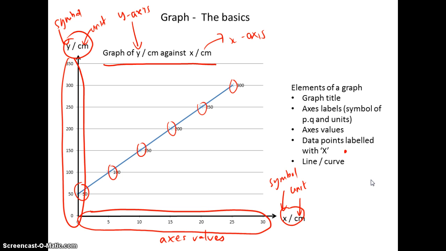Lastly, a line or a curve is drawn. If you realize that this line is a pretty straight line, it connects all the 6 points, which is quite rare that you get this kind of graph.